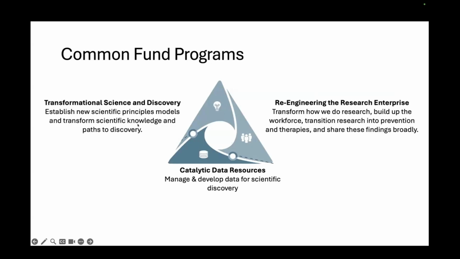There are three major types of Common Fund programs. The first of which perform transformational science and discovery. So these programs identify new scientific discoveries, transform our knowledge, and identify new pathways to discovery. So they don't just do the discovery, but they pave the way for other programs to do something similar. Other CFDE programs provide catalytic data resources. So these programs help to manage and develop data from diverse sources for scientific discovery. And they do this not just by, say, storing the data, but by developing methods, standards, and commonalities across multiple programs that can be used in a reproducible way.